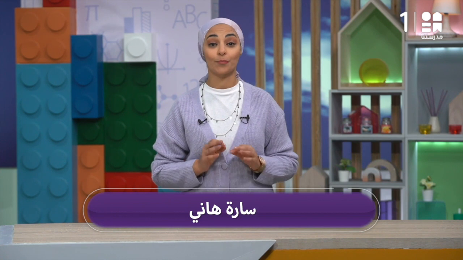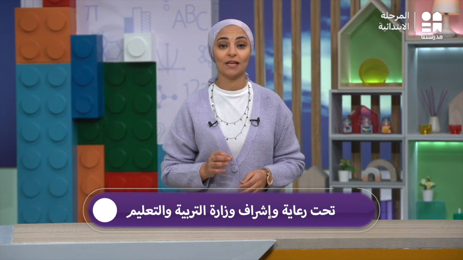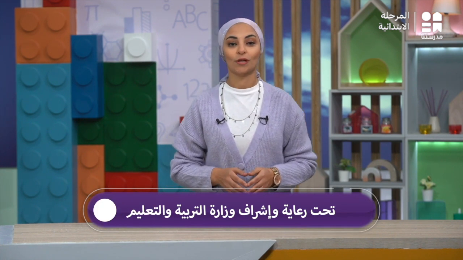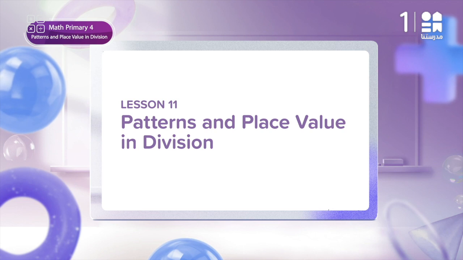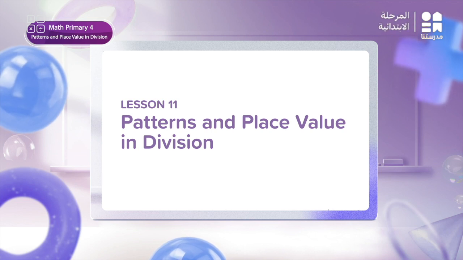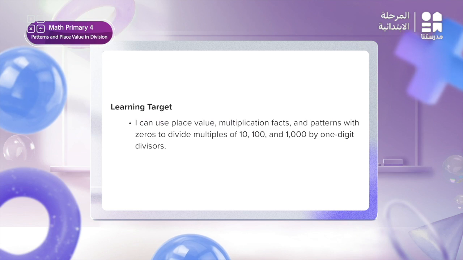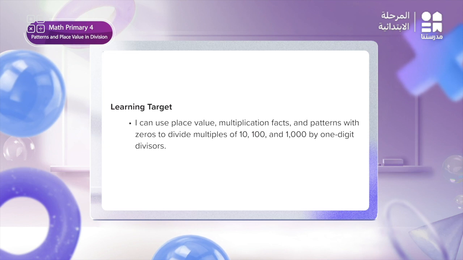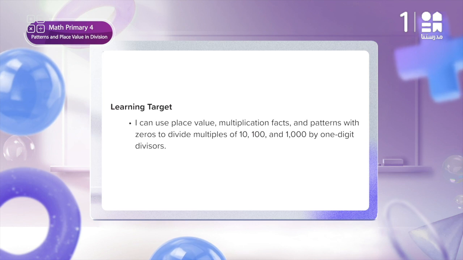These are some of the important concepts we used a lot in last year's math lessons, especially multiplication lessons. Though we know that division and multiplication are reversed operations, we will still use the same concept in division in today's lesson, lesson 11, which is called patterns and place value in division. We will learn how to use the place value, multiplication facts, and patterns with 0 to divide multiples of 10, 100, and 1000 by one-digit divisors.